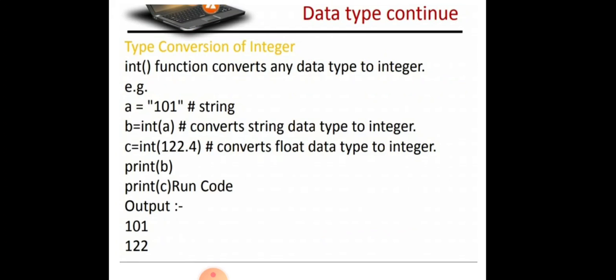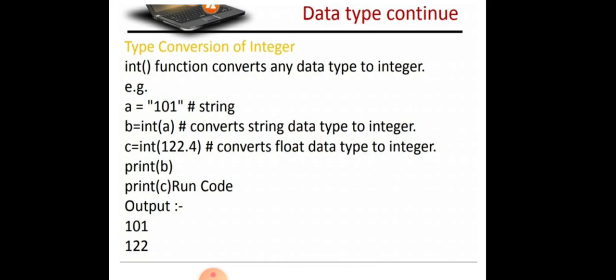Suppose we have a string value a equals 101 and we write b equals int and we pass a as an argument. So it converts the string data type to an integer. Now the value will be 101. Suppose we have c equals int and we pass a value 122.4. It is a floating point value, float value, decimal value.